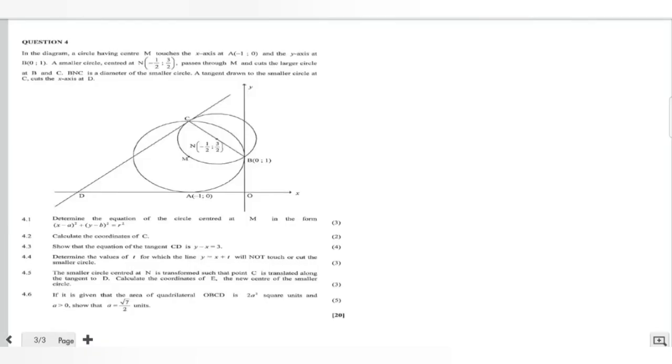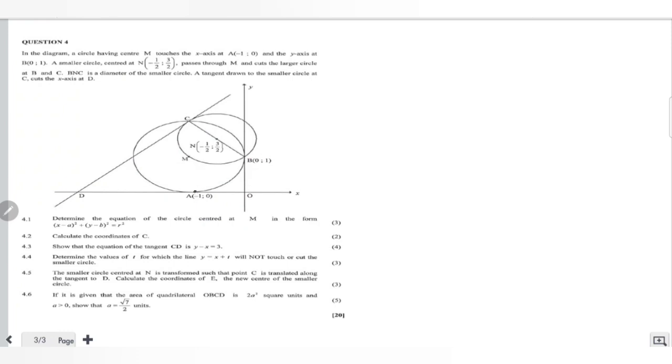Question number 4. This question is from analytical geometry based on circle. Grade 12 topic. This is paper 2. In the diagram, the circle has center M. We can see that the bigger circle touches the x-axis at A. That is here, this point.